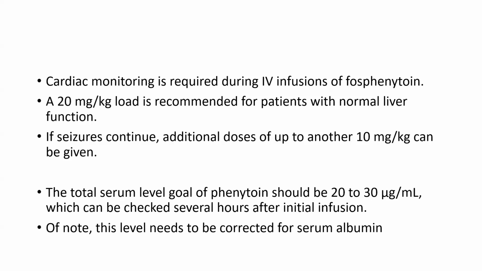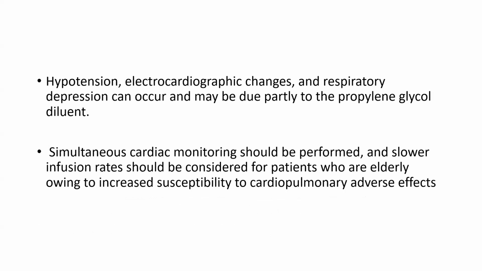The total serum level goal of phenytoin should be 20 to 30 mcg per mL, which can be checked several hours after the initial infusion. Of note, these levels need to be corrected for serum albumin. Hypotension, electrographic changes, and respiratory depression can occur, and it may be partly due to the propylene glycol diluent. Cardiac monitoring should be performed simultaneously, and a slower infusion rate should be considered for elderly patients, owing to increased susceptibility to cardiopulmonary adverse events.